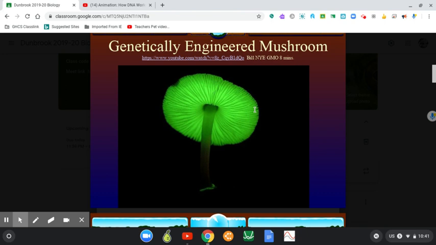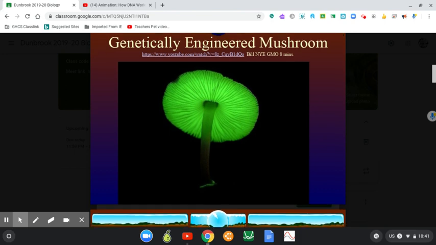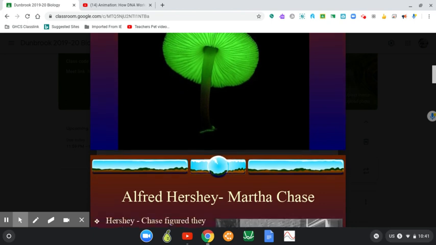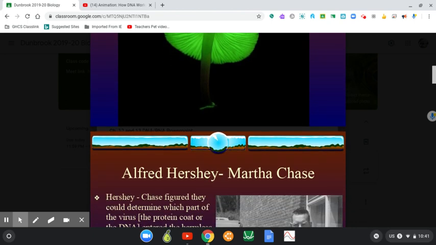So again, take the lightning bug gene out of the lightning bug, put it into a virus, put the virus into the mushroom. The virus then copies itself and gives all the cells in the mushroom the ability, the instructions to glow like a lightning bug. Pretty crazy stuff. Again, gotta be careful with how we do some of this genetic stuff. It could be used for bad purposes.